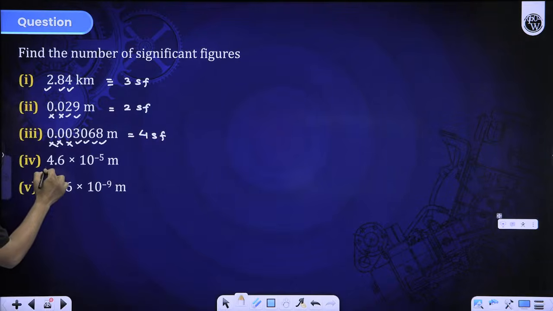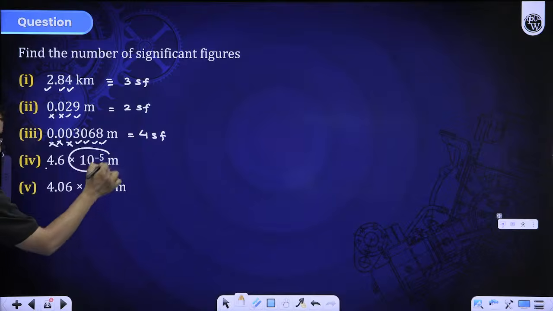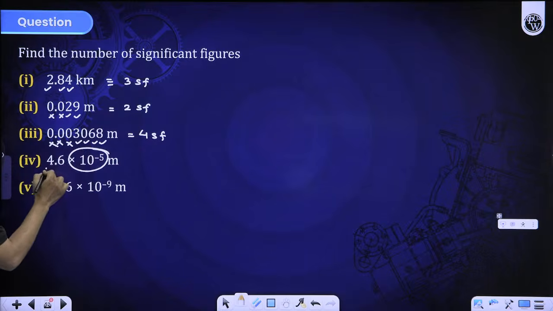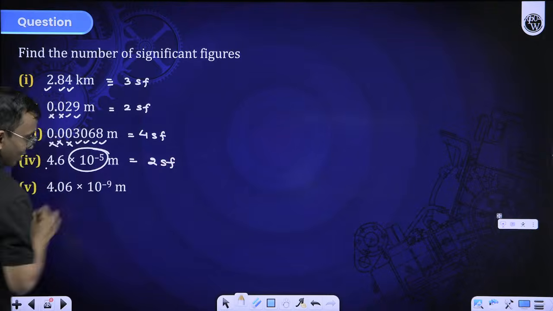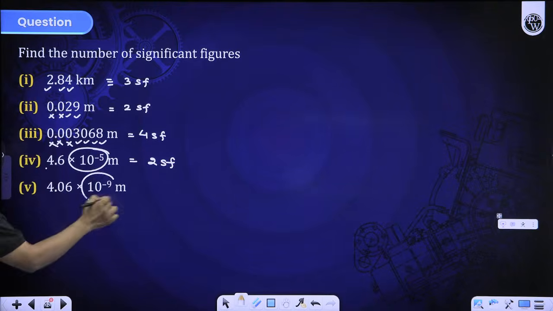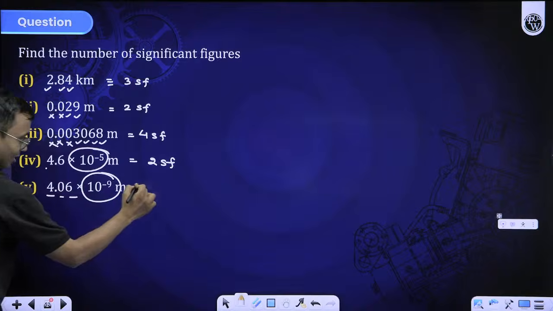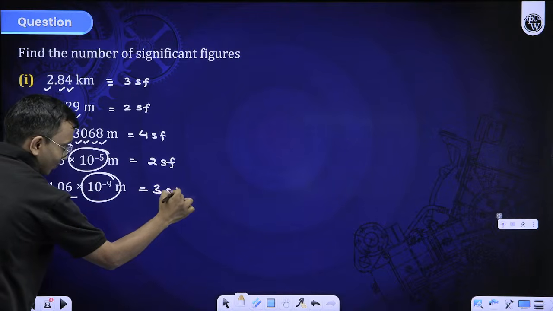Here, this is scientific notation. So forget about this part, just see the significant figures here. Here I am having 2 significant figures. In this, forget about this. Here we are having 1, 2, and 3. So here we are having 3 significant figures.